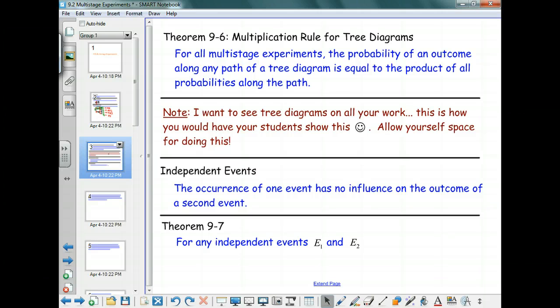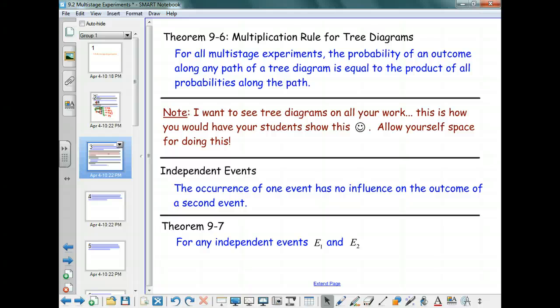All right, so note. This is a big note because it doesn't actually explicitly say in the directions. I want to see a tree diagram every time you get one of these. Every single time. I'm going to take off if I don't. Okay? So it's not going to say draw a tree diagram, but you're going to do it anyway. So make sure you allow yourself the space to do that if you're skipping around in problems or something like that, which some of you do sometimes.